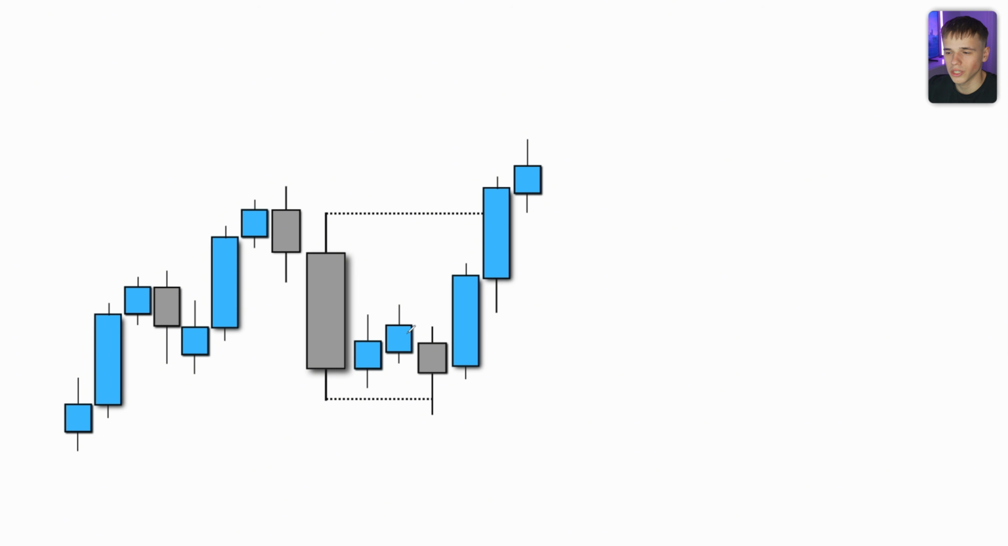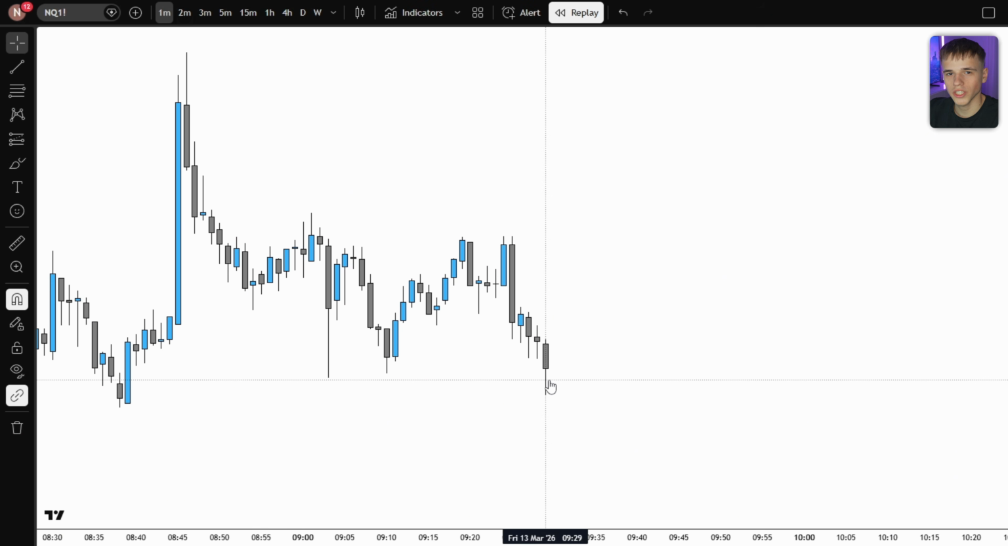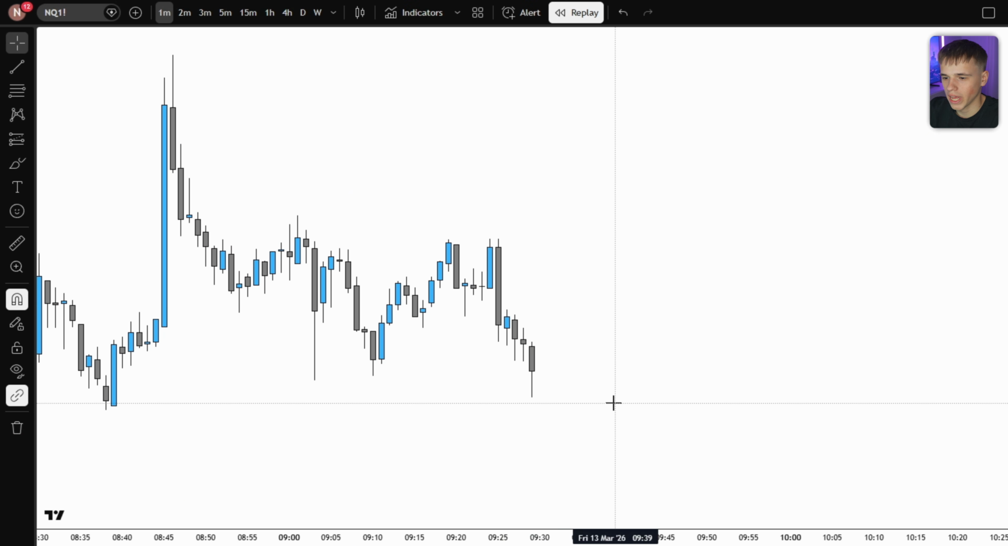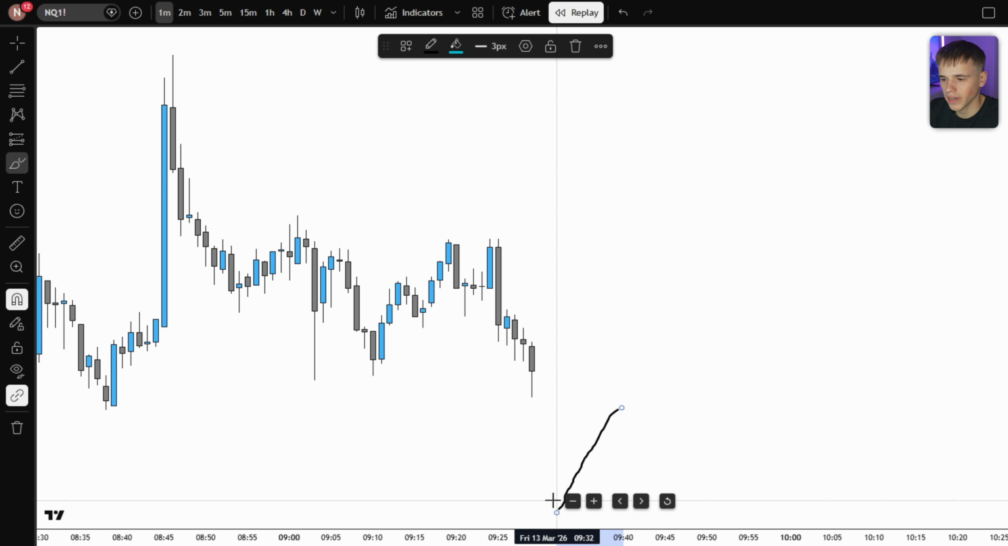So let's actually go to the live chart example. Okay, so here we are at the actual live example. So the first thing, of course, that we need to note is that we are at 9:30 a.m. So you can see right here is the market open. So the market open is about to happen in 1 minute.